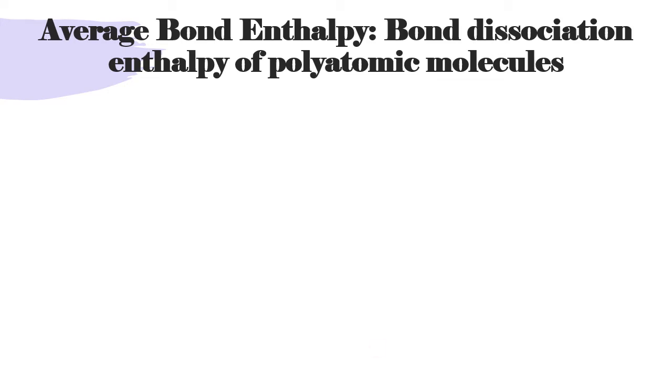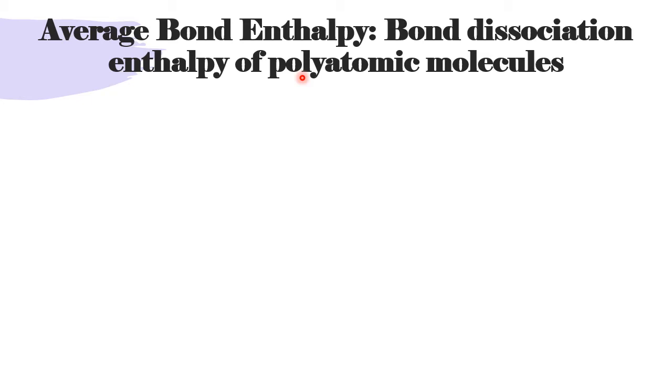Now, average bond enthalpy. Instead of the bond enthalpy, nowadays we are using average bond enthalpy, average bond dissociation enthalpy. Why? Because we are learning not only molecules of the same element, we are also learning molecules from different atoms. So HCl, Na2SO4, NaCl, H2SO4, HNO3. At that time we don't use simply the word bond enthalpy.